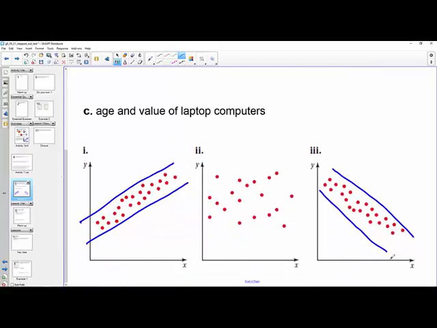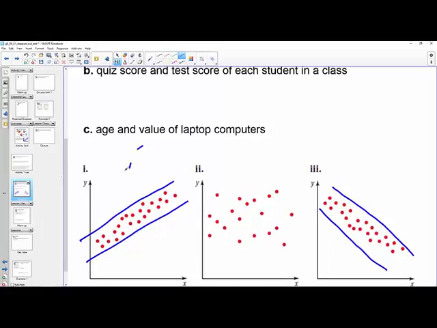So if this is my age and this is the value of a laptop on this side, the older it gets, the cheaper it gets. Like the value of it goes down, right? So it seems like this matches up with B, this matches up with A, and this matches up with C.